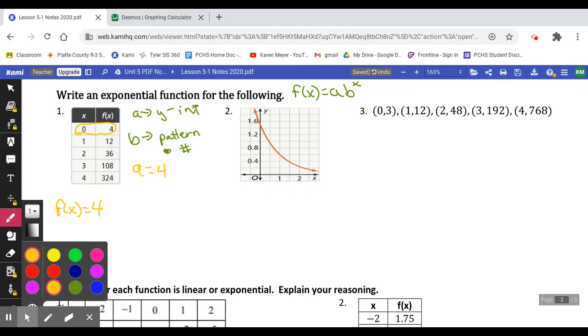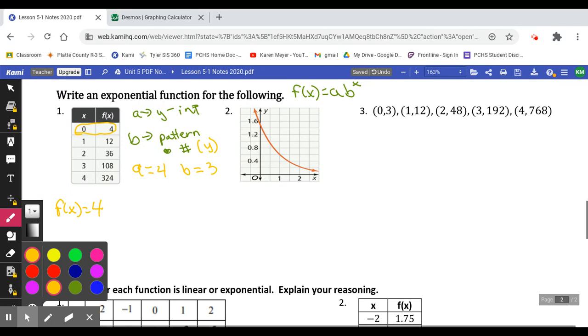So for the pattern numbers, we're looking at the y's. How do I make 4 become 12? What would I have to multiply it by? Or you could say, what do I multiply 12 by to make it become 36? And hopefully everybody says 3.